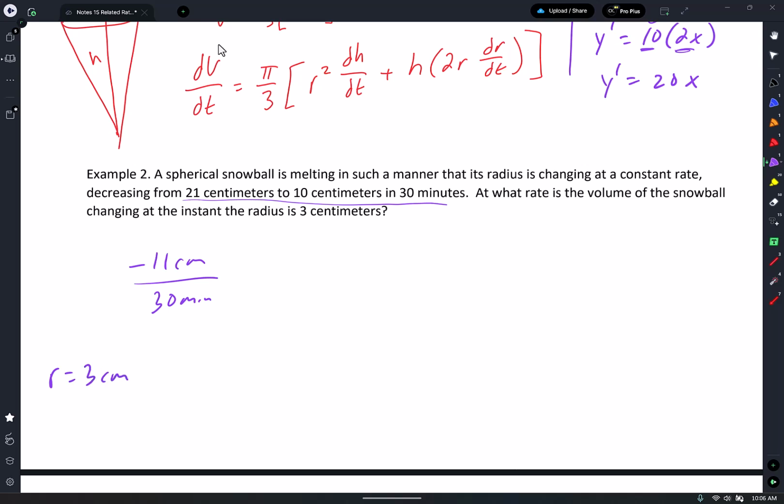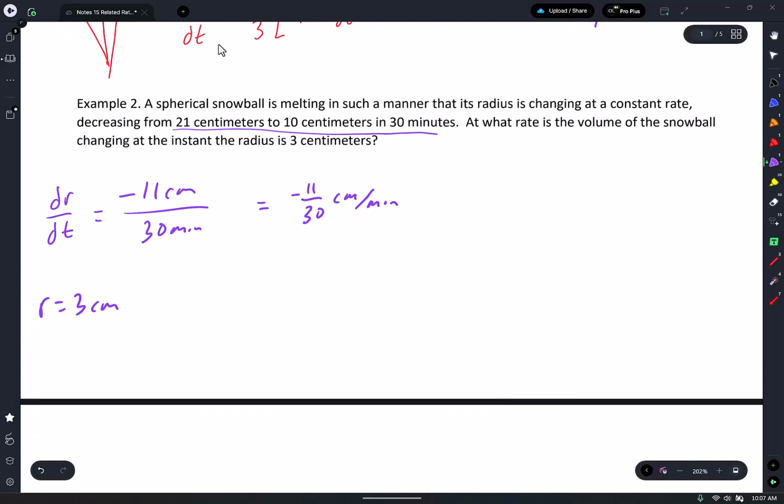Okay. Before I do anything, let me slow down. Maybe I should have been more specific. This right here that I found, let me rewrite it. Negative 11 over 30 centimeters per minute. This is dr dt, because this is the rate at which my radius is decreasing. Does that make sense, guys? All right. So here we go.